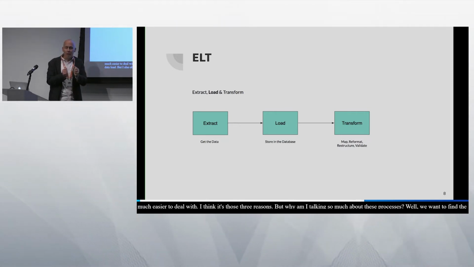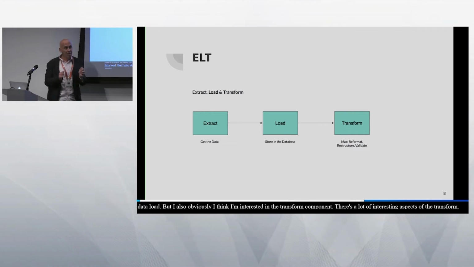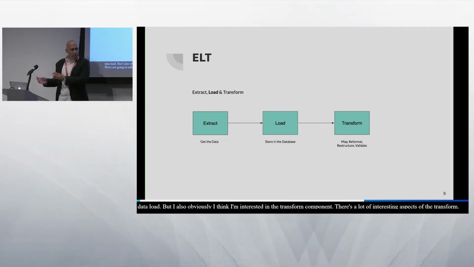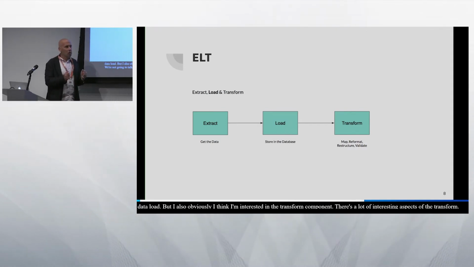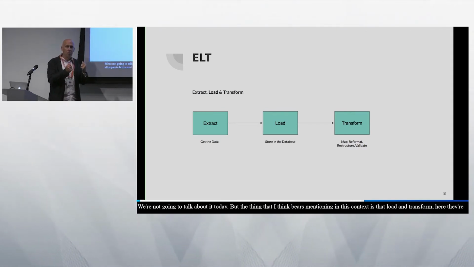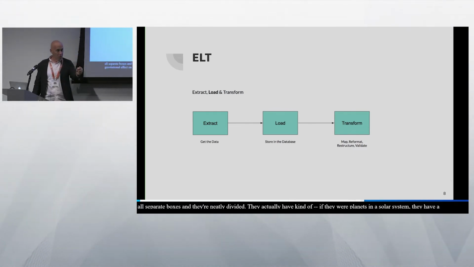But the thing that I think bears mentioning in this context is that load and transform, here they're all separate boxes and they're neatly divided, right? If they were planets in a solar system, they have a gravitational effect on each other, right? And it's not always quite as neat and clean as boxes where you do all the transform and then you load it. So that is a takeaway I would take from these slides.